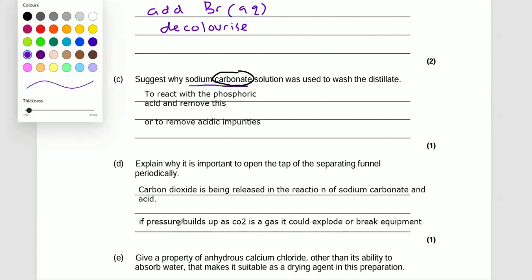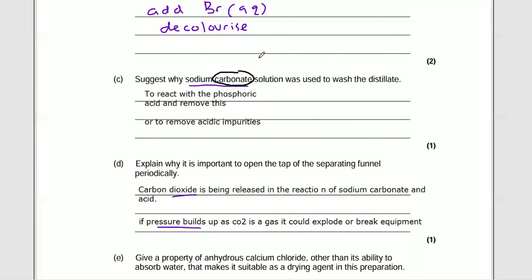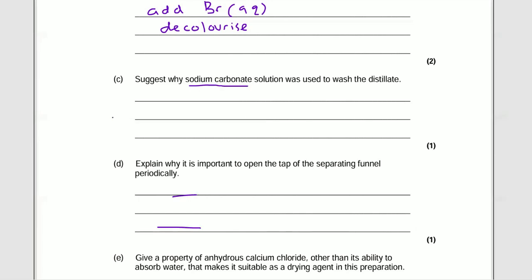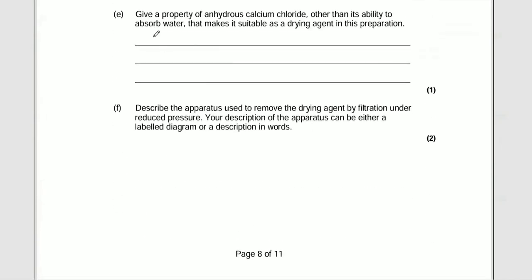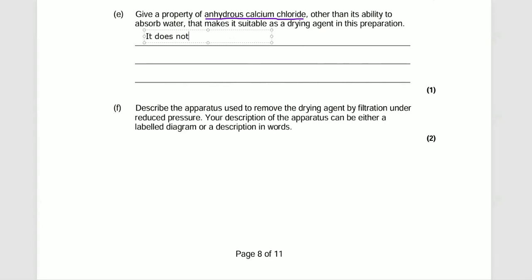E, give a property of anhydrous calcium chloride other than its ability to absorb water that makes it suitable as a drying agent in this preparation. Whenever you want to get rid of water, we normally use water to get rid of soluble impurities. So you often have water hanging around in these methods, and you need to get rid of the water. So we add an anhydrous salt. And here they've added anhydrous calcium chloride to absorb the water. However, what is another important property of the calcium chloride?